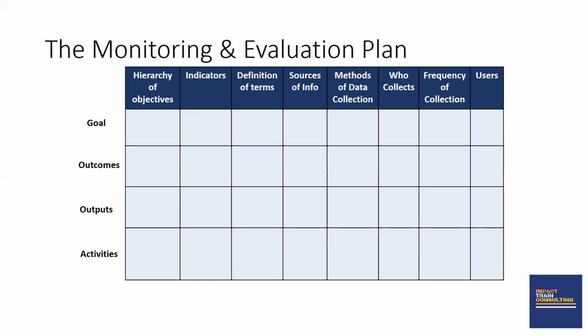For instance, if one of the indicators that you are going to collect is the number of households that were reached, it's important for you to define properly what constitutes a household. Is it a single family with two parents and their children, or would it also include the extended family members who are living in that compound?